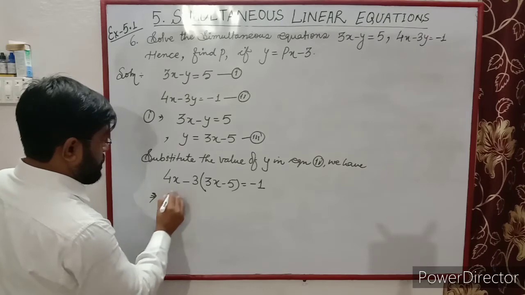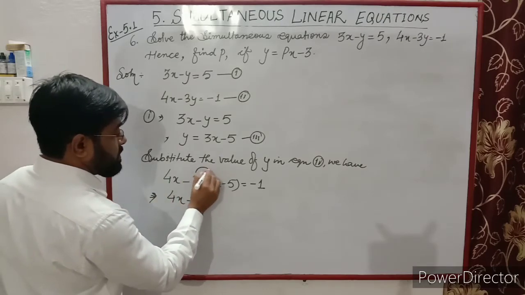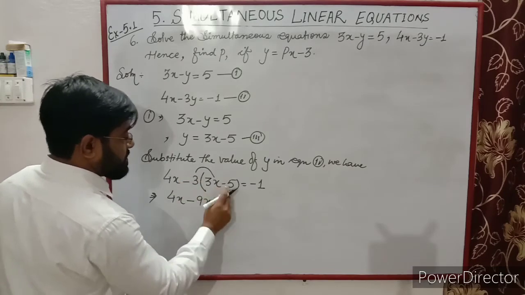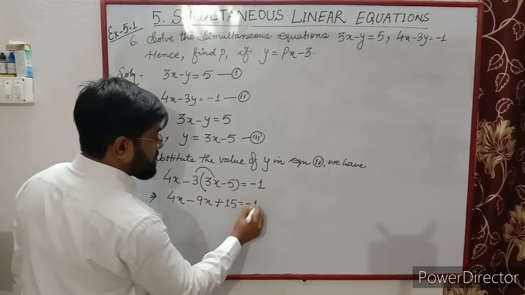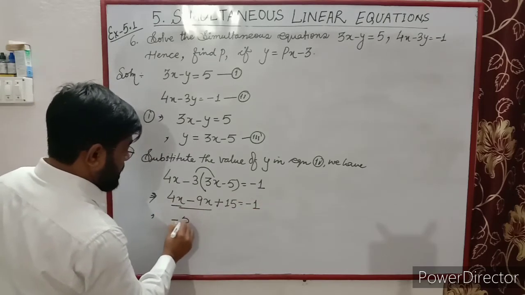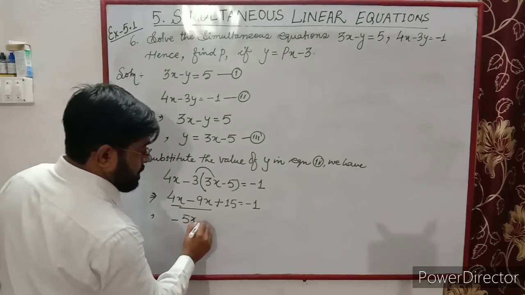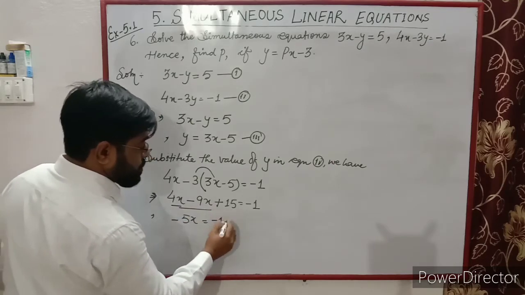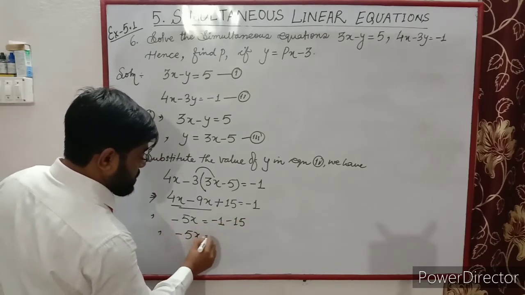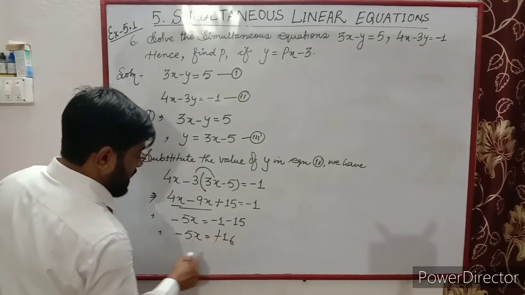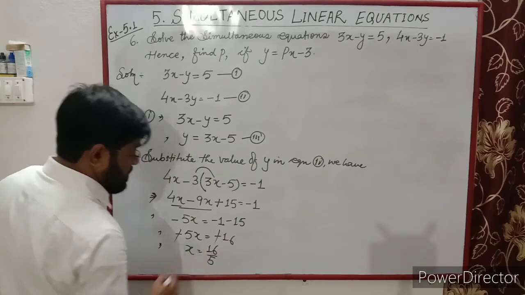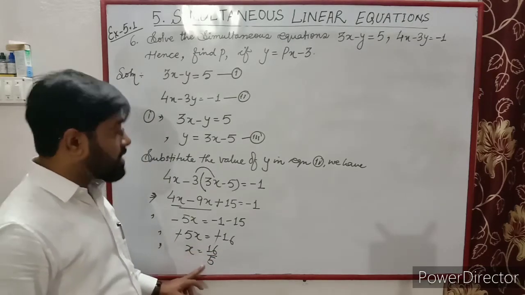Now 4x minus 3 is multiplied by 3x, so we have 9x, minus minus plus, 5 threes are 15 is equal to minus 1. Now 4x minus 9x, we have minus 5x is equal to minus 1 plus 15, go that side, it becomes minus 15. So we have minus 5x is equal to minus 16. So minus minus cancelled out. So x is equal to 16 by 5. So the value of x is 16 by 5.